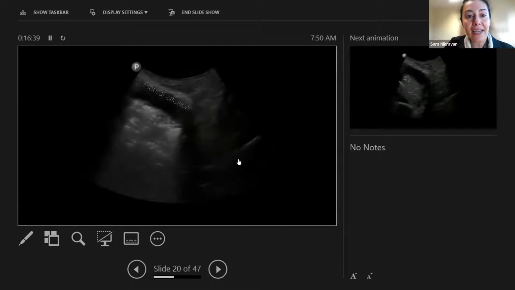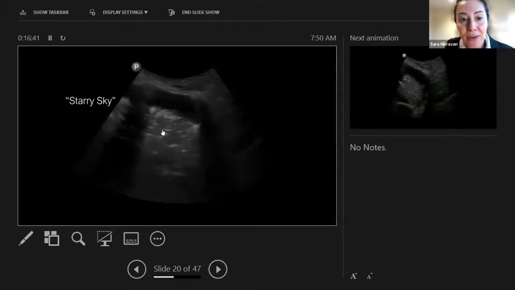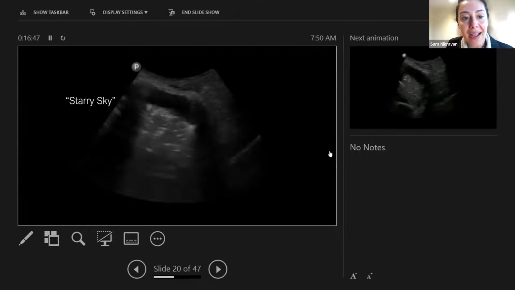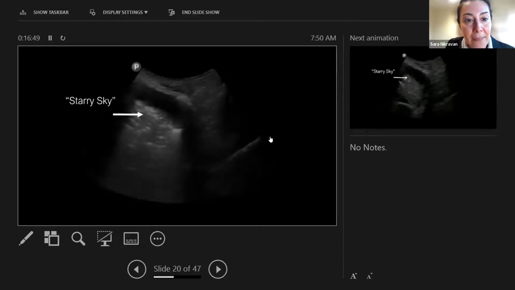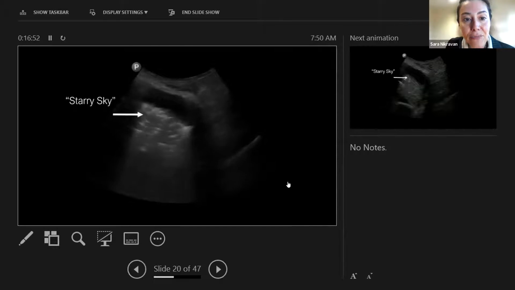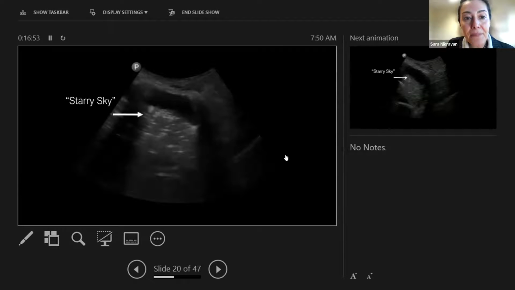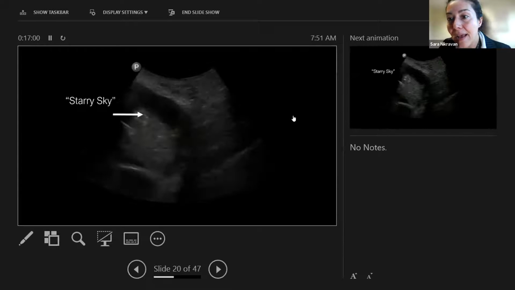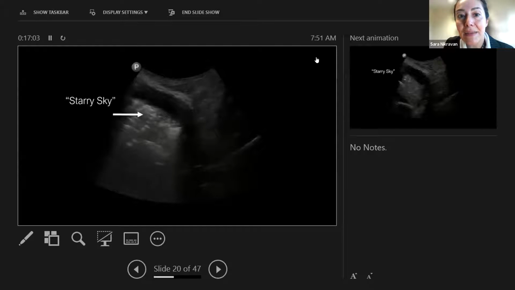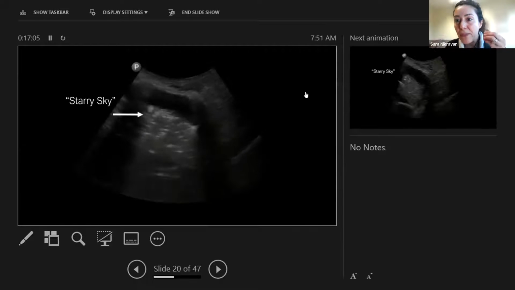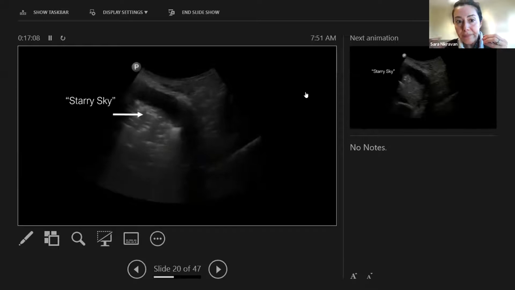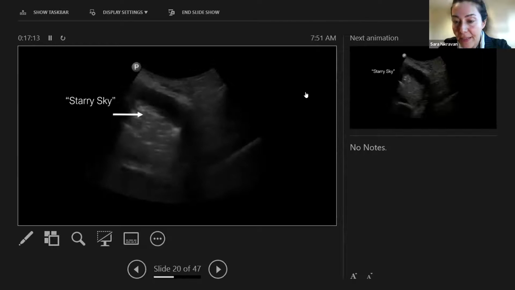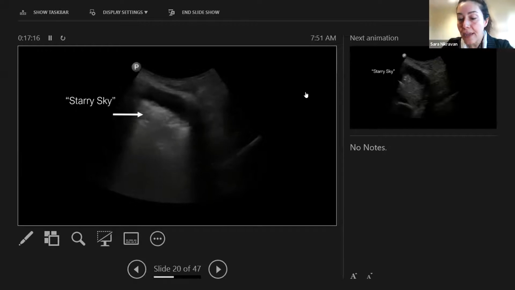And within the lung, you see basically these static air bronchograms, which look like these bright specks. We call this the starry sky. And if you focus really closely coming up here, you will see a couple of bubbles rising up and down right here in one of those air bronchograms, which is a picture of a dynamic air bronchogram. Think of it like bubbles or mucus or secretions bubbling up in and out of the bronchial tree.